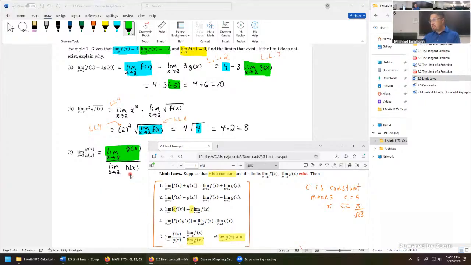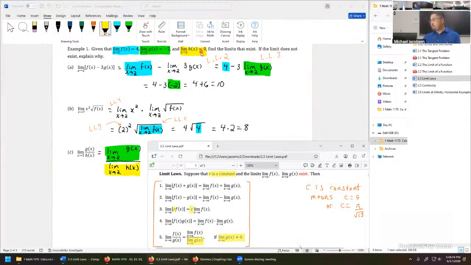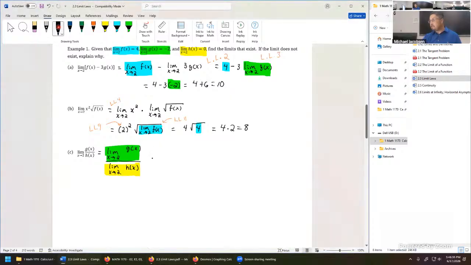Our particular denominator function is h of x, and they provide information that the limit of h of x as x tends towards 2 is in fact 0. So this limit law actually fails for us. We can't use this whatsoever, and so here we would say this limit does not exist, or just D N E altogether.